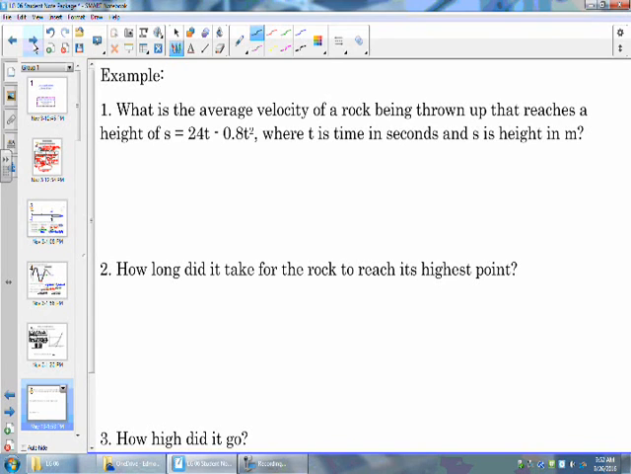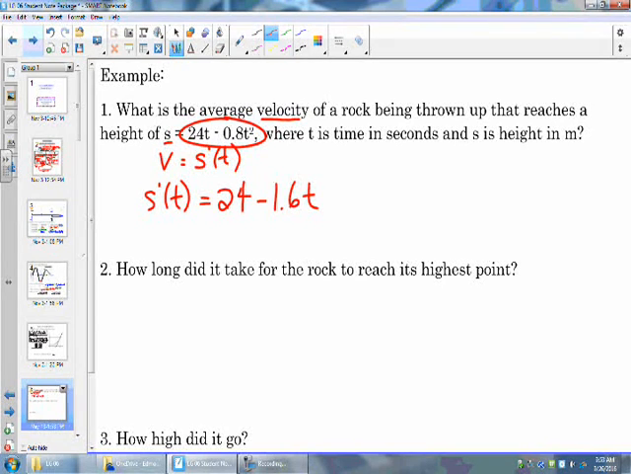What is the average velocity? So remember, velocity is our first derivative of a rock being thrown up that reaches a height of s equals blah, blah, blah, where t is time in seconds and s is height in meters. So remember, this is my position, and velocity is equal to my first derivative. So all we have to do in this question is take the derivative of this, which is just going to be 24 minus 1.6t. Okay, so this would be our average velocity, how we would find it at any given time.